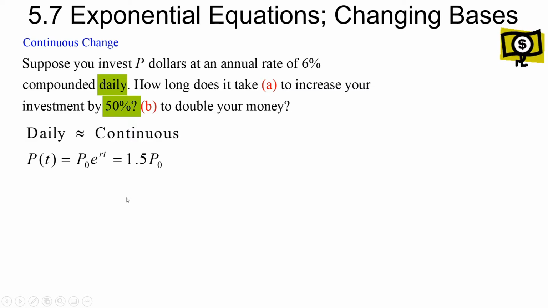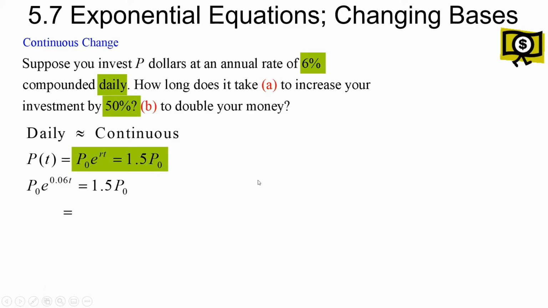Now, my first step would be, well, you have a common factor of P sub 0 on both sides, so let's divide both sides by P sub 0. Oh, first, let's go ahead and put in our interest rate, okay? And that is 6%. So in the continuous change model, that has to come in as a decimal, 0.06. And there it is right there. Okay, now let's go ahead and divide by P sub 0. So we have e to the 0.06t power equals 1.5.